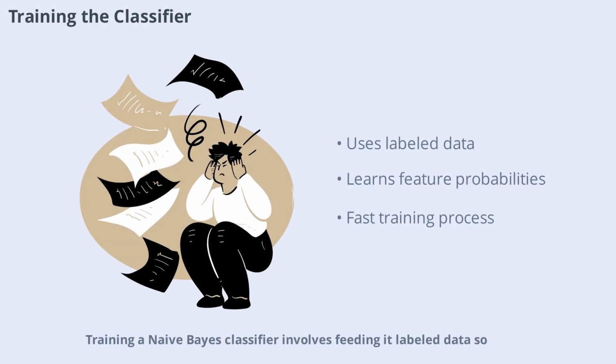Training a naive Bayes classifier involves feeding it labeled data so it can learn the probabilities of different features for each class. The more data you provide, the better the classifier becomes at making accurate predictions. Training is typically very fast, even with large datasets, which is a major advantage of this algorithm.